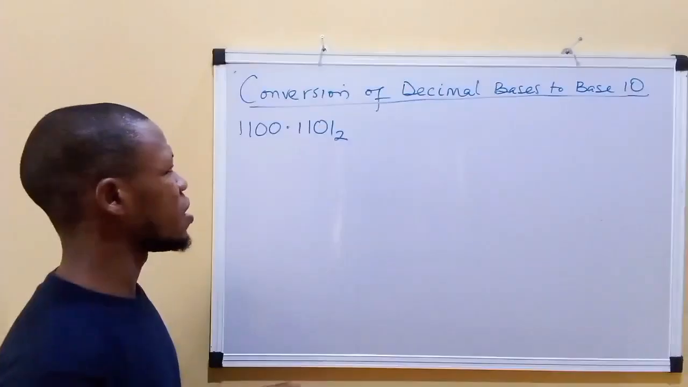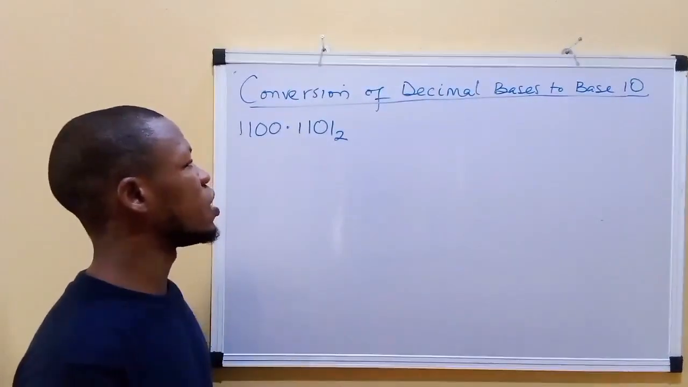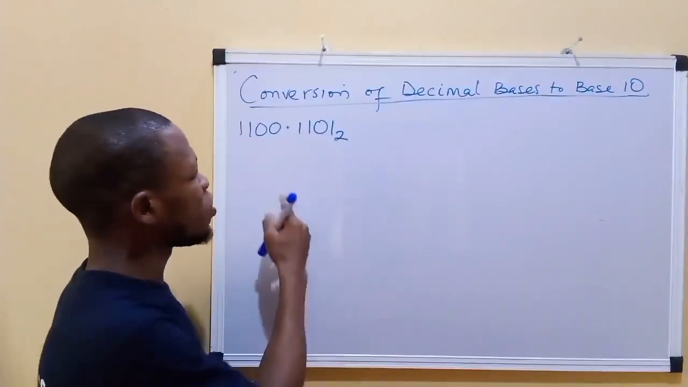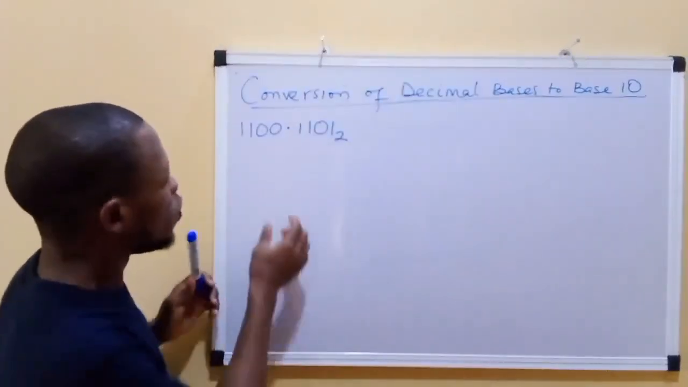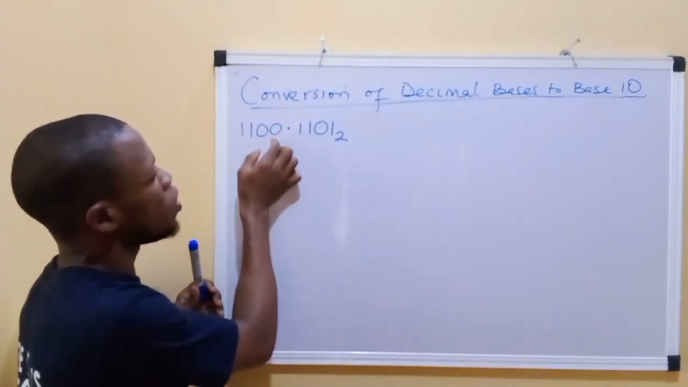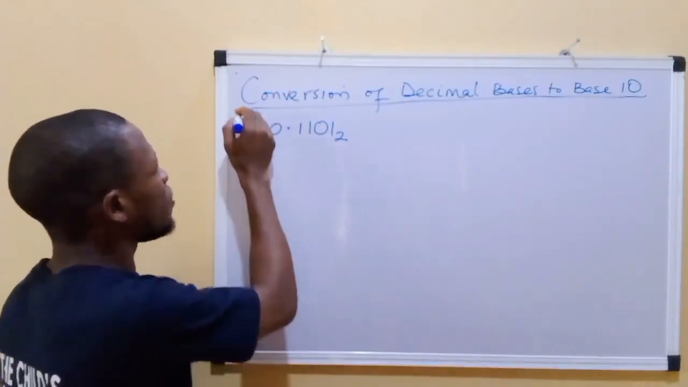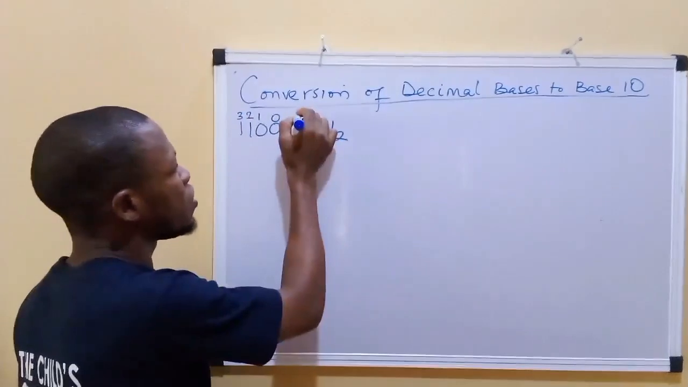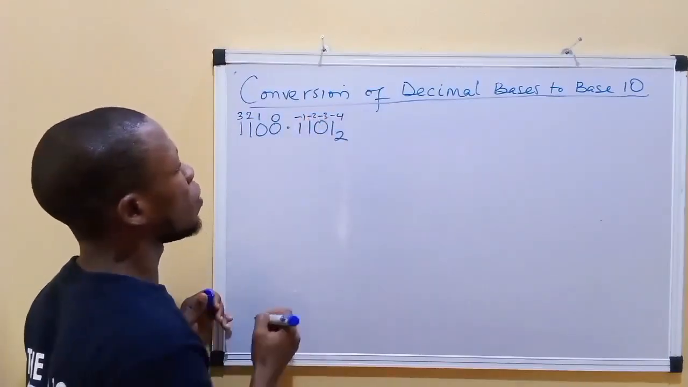I want you to follow this step by step as I explain. Like what we did in the last class, it is continuous multiplication, which involves the multiplication of each digit by the base raised to power the position of each digit minus 1. Now let's go. We look at the whole number part, which is 1100. It has 4 digits. 4 minus 1 gives us 3. So we are going to have 3, 2, 1, and 0. Then here is going to be minus 1, minus 2, minus 3, and minus 4.